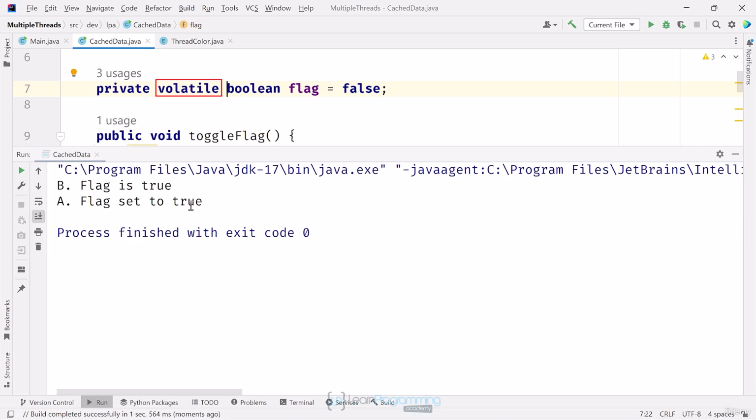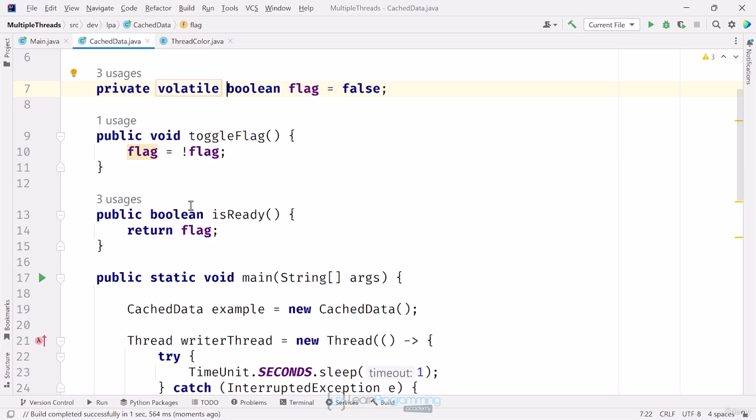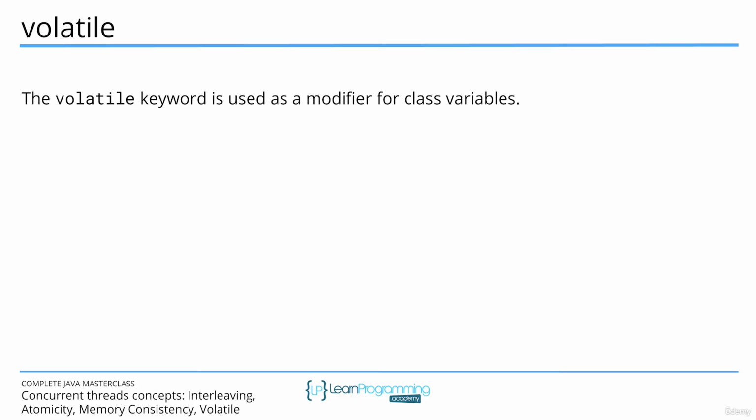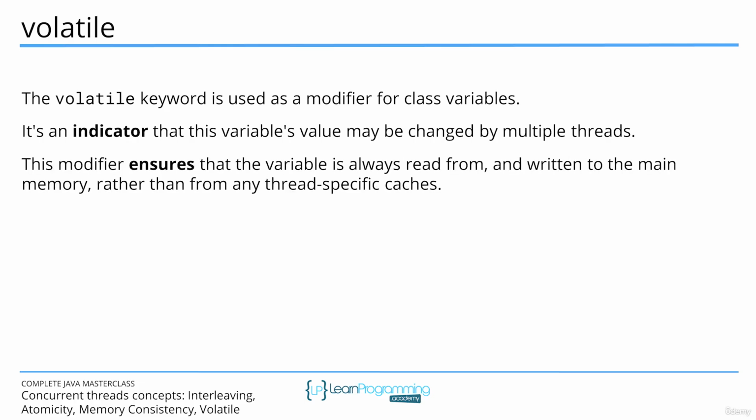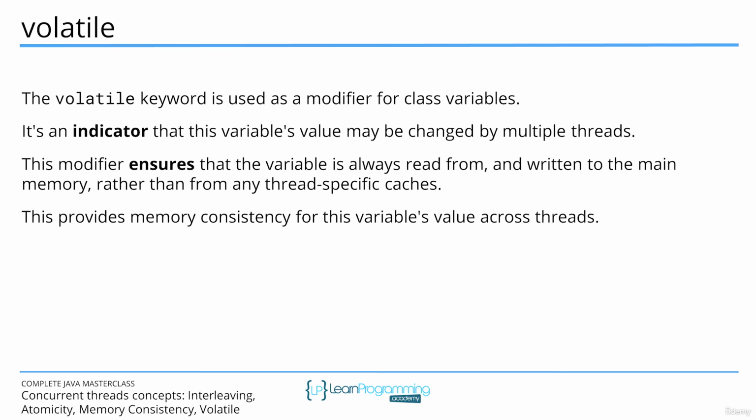What does this volatile keyword really mean? The volatile keyword is used as a modifier for class variables or fields, in other words. It's an indicator that this variable's value may be changed by multiple threads. This modifier ensures that the variable is always read from and written to the main memory rather than from any thread-specific caches. This provides memory consistency for this variable's value across threads.